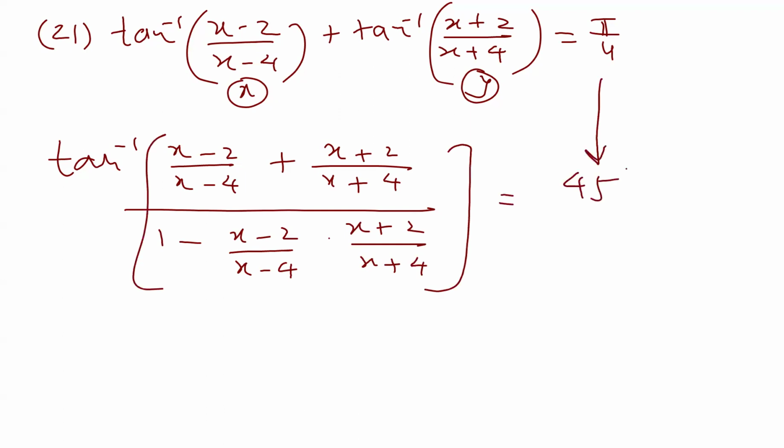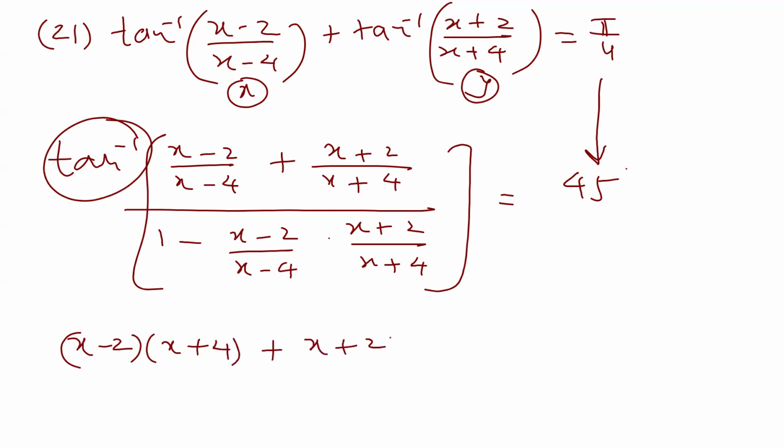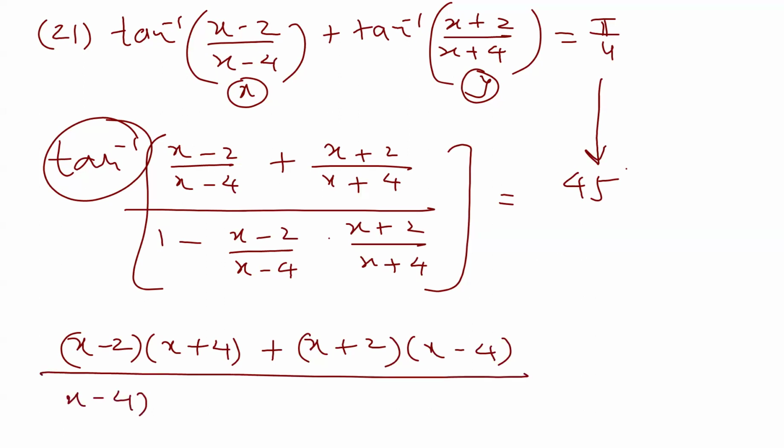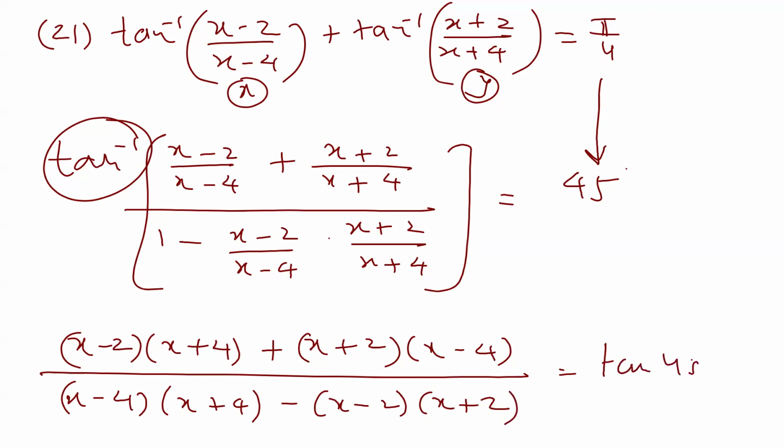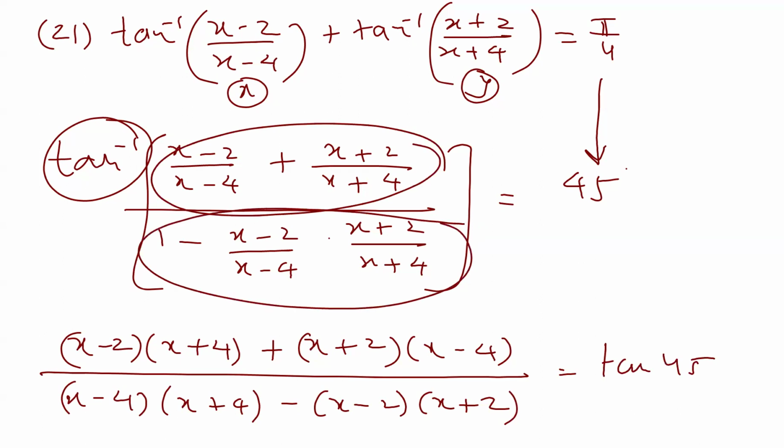Convert pi by 4 to degrees. Take tan inverse on the other side, and within the bracket take LCM. (x minus 2)(x plus 4) plus (x plus 2)(x minus 4), and down (x minus 4)(x plus 4) minus (x minus 2)(x plus 2) is equal to tan 45. So this is how you can simplify. See, when you take LCM, some terms will get cancelled. (x minus 4)(x plus 4) will get cancelled after taking LCM. Okay?